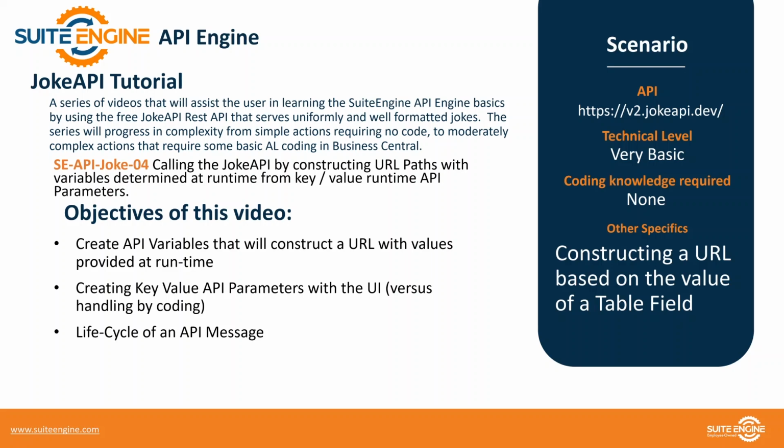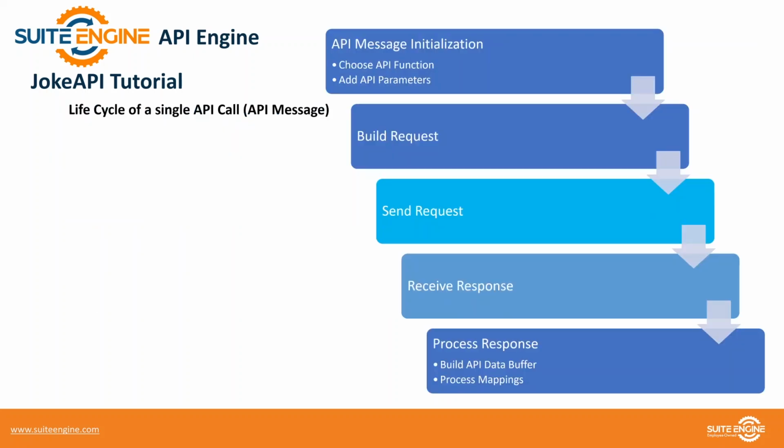This time we'll be creating a key value API parameter with the UI versus handling it in code. And then we'll also review a little bit more the life cycle of an API message, which we introduced in the last video, but it warrants going over a little more.